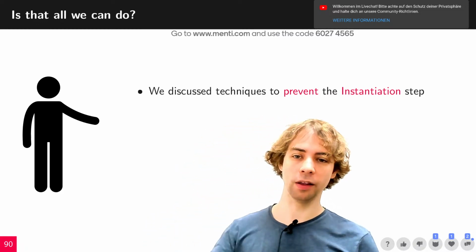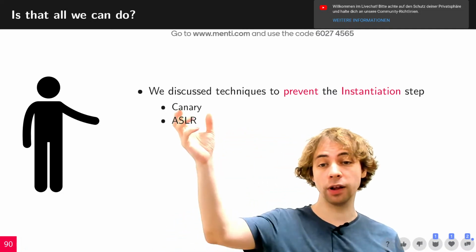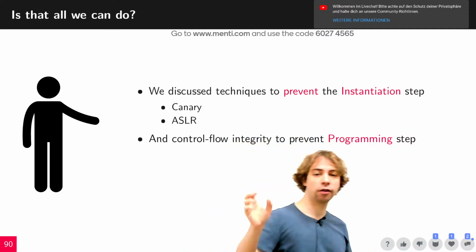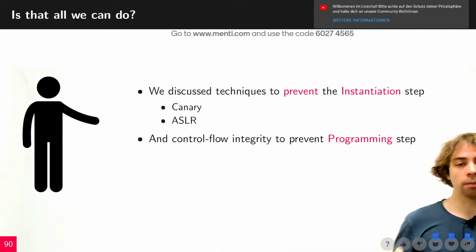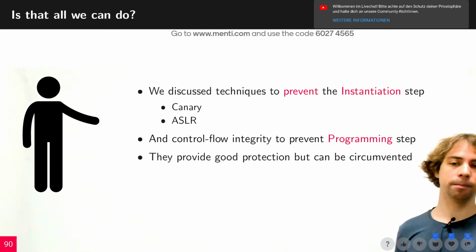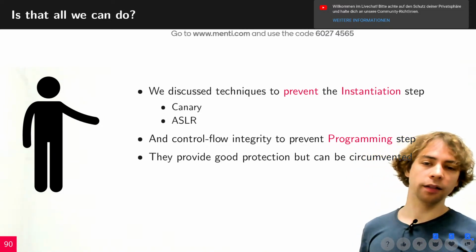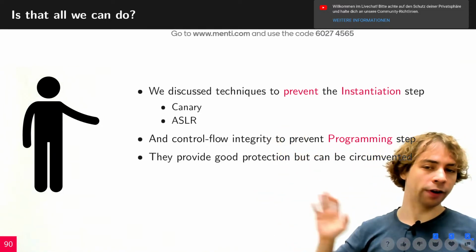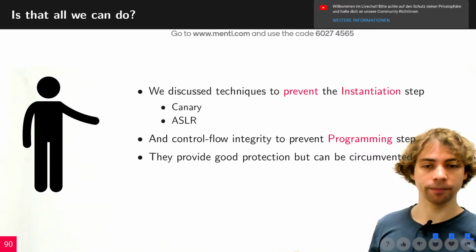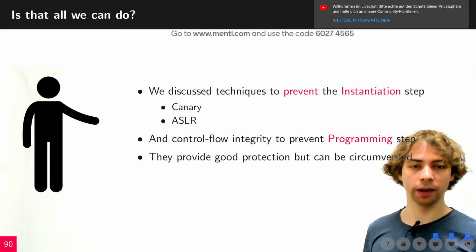step. So we discussed techniques to prevent exploitation in the instantiation step, canaries and ASLR. And for control flow integrity, that would prevent the programming step. But there are more techniques that you can look up. And these are already a good start to provide good protection. But again, they can be circumvented. No countermeasure is really absolute.